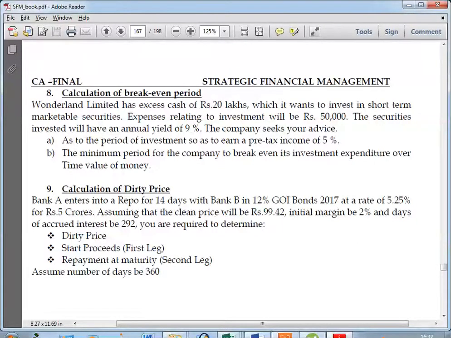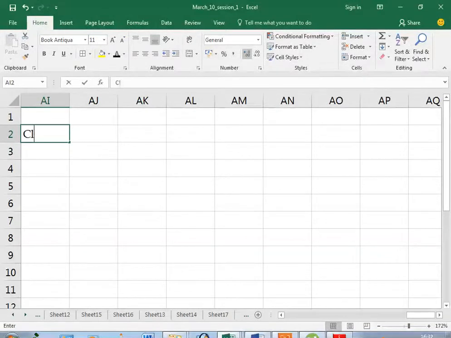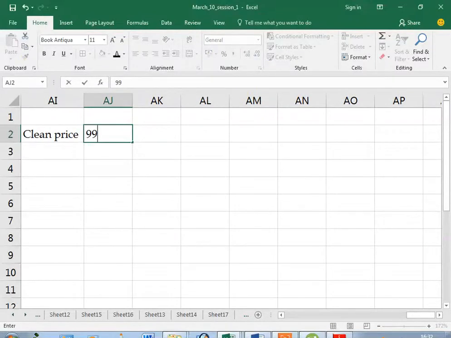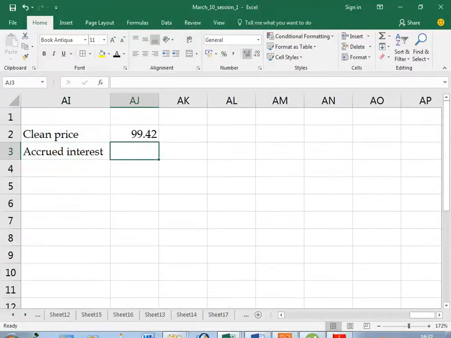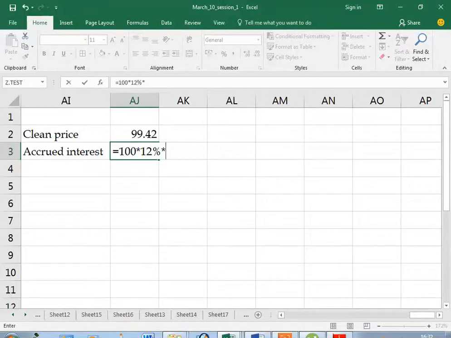Now please listen. What is the clean price given in the question? 99.42. Clean price is 99.42. Accrued interest is always on the original instrument. So my accrued interest is face value of 100, into the rate of interest on the original instrument, GUI bond, 12%, into how many days of accrued interest, 292 by 360.